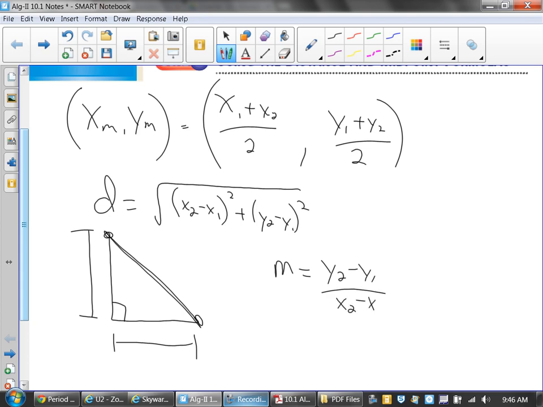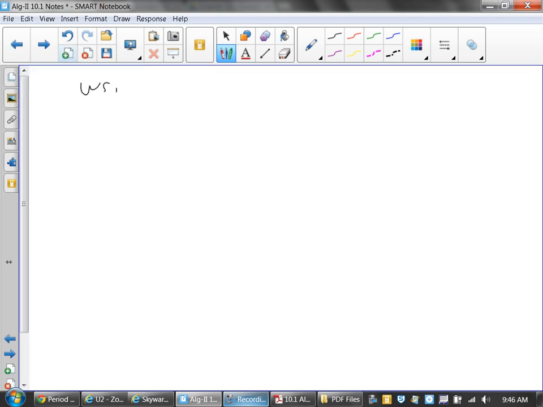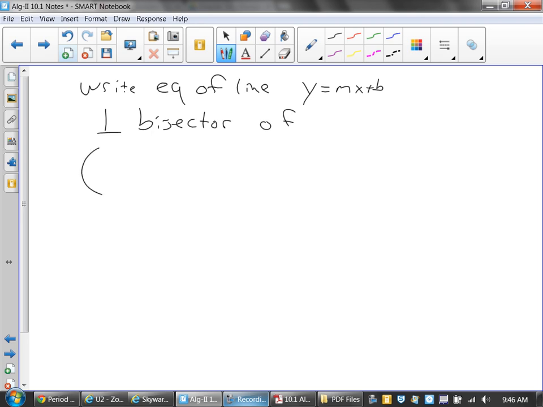All right. So let's use these in the most difficult process that we have for today. Let's write the equation of a line in slope-intercept form that is the perpendicular bisector of the following set of ordered pairs. I forgot what they were. -1 and 4, you probably did. 5 and 2.